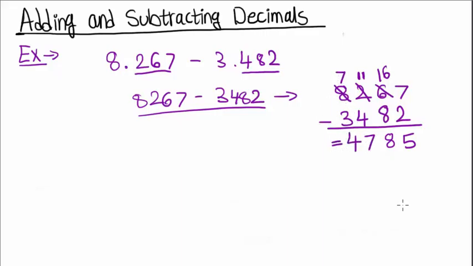So all there is left for me to do now is to put a decimal point in the right place. Since we figured out in the beginning of this problem that my final answer will have 3 numbers after the decimal point, I need to put a dot right over here between the 4 and the 7. So my final answer to 8.267 minus 3.482 is simply 4.785.